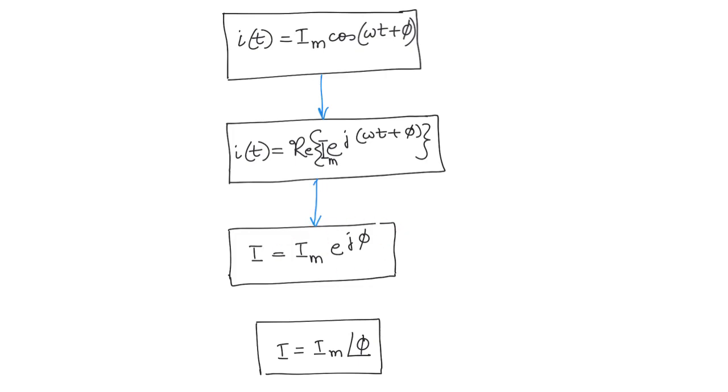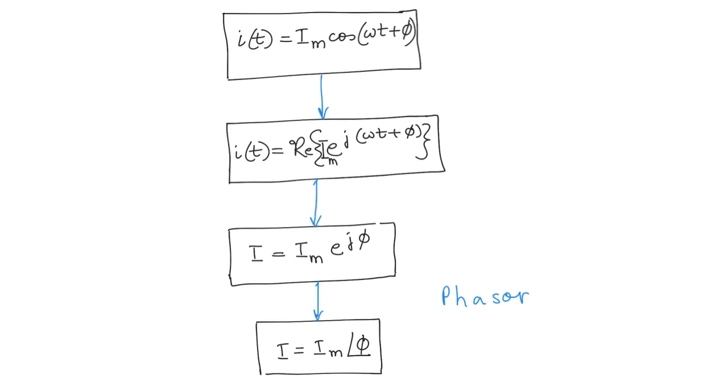But once you get here, you realize that Im e to the power j phi is a complex number, and there is another way of representing a complex number by just having the amplitude and the phase, and you essentially get rid of the e to the power j as well. And so we are here then, and this representation is the phasor representation. Either of these is called the phasor representation of the signal. So that's where we are. Now let's see how this helps us to analyze circuits.